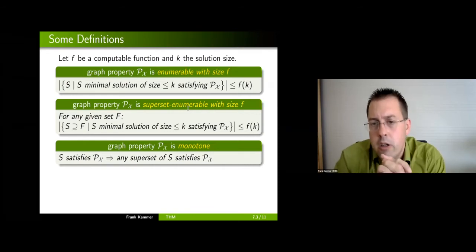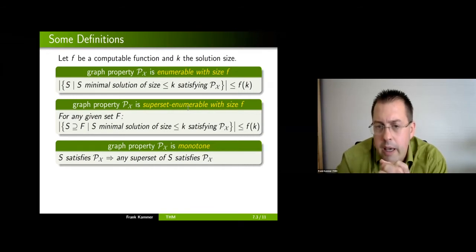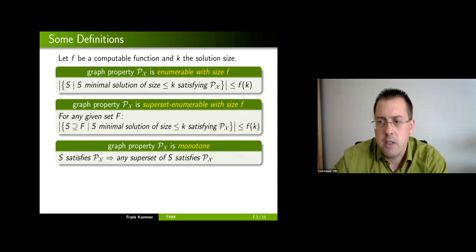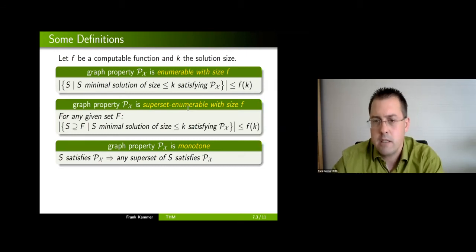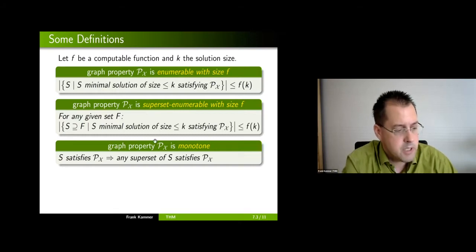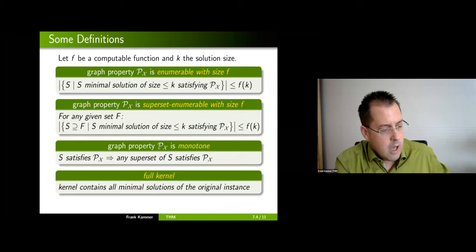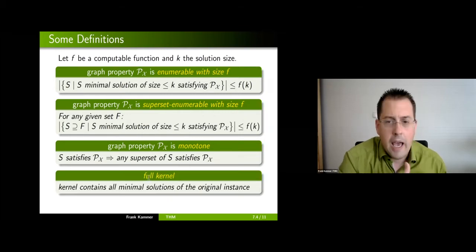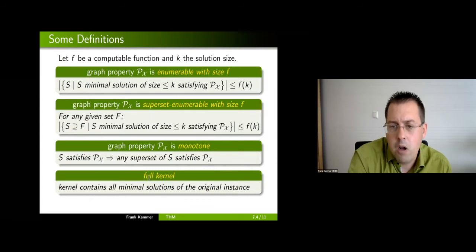I also call a graph property monotone if I can take a solution, add some more elements, vertices or edges, and this maintains the solution. Then the graph property is monotone. And finally, I call a kernel a full kernel if the kernel contains all minimal solutions of the original instance.